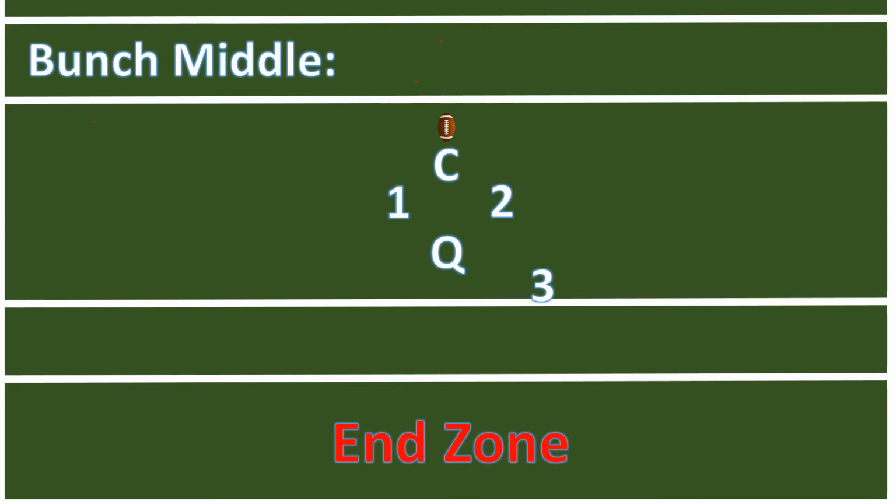Then we're going to take our 1 and our 2, bring them in, and bunch them up together. They're going to be 1 yard wide from the center and 1 yard deep from the center, approximately the same spots with their feet, and it looks a little bit like this. And so we call this bunch middle.